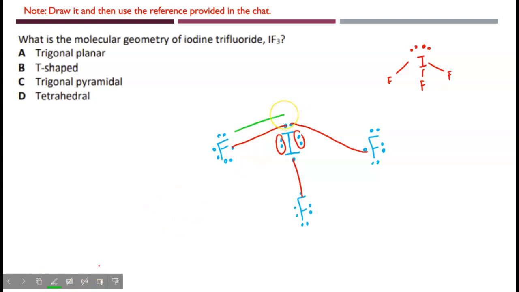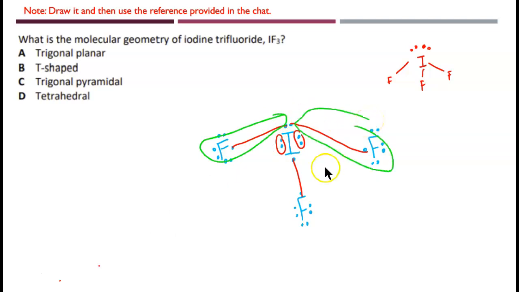So each atom attaches 1 region. So 1, 2, 3, plus the lone pairs 4, 5. We have a steric number of 5. So I can look for steric number 5, which tells me for sure it's going to be between these 3. Or you can look at how many atoms you have attached.